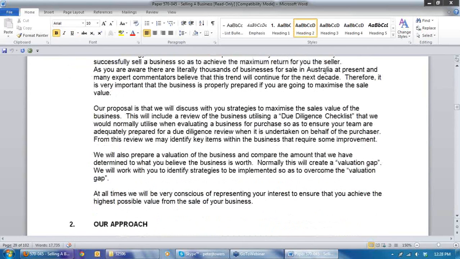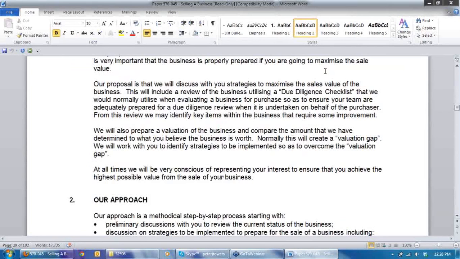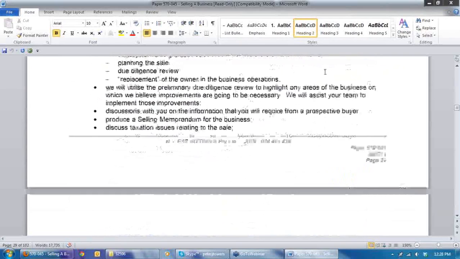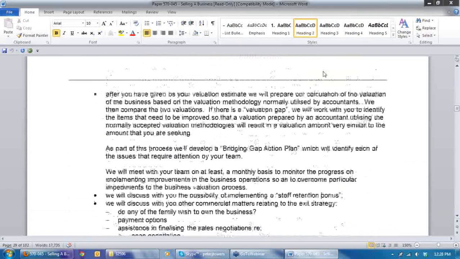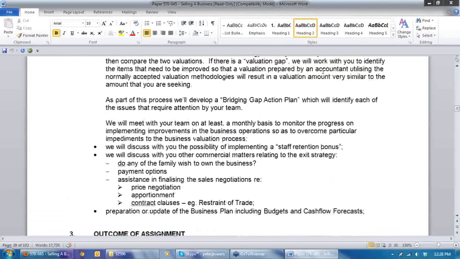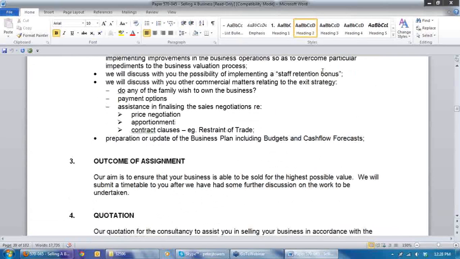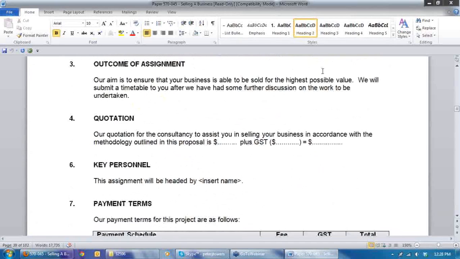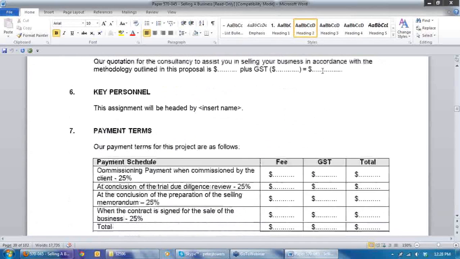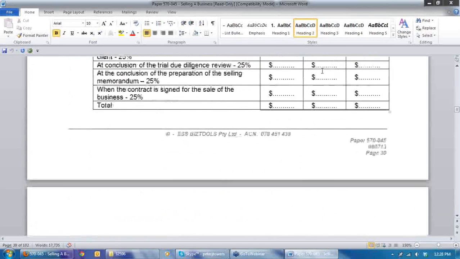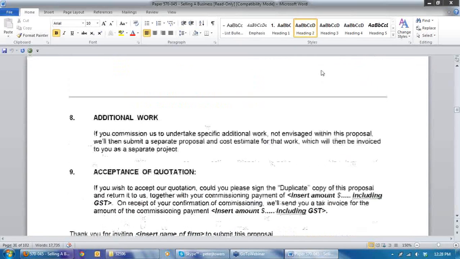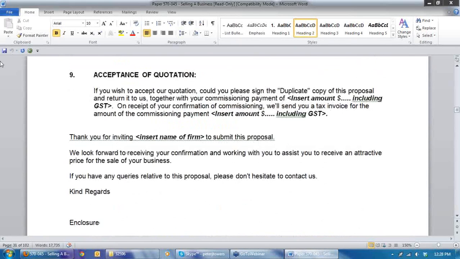And obviously there's a different one for each of the 14 business advisory services modules. This one's for selling a business, how you might go about it. Obviously you can edit this. You need to make sure that if you're adopting this sort of template that you are going to undertake everything that's mentioned therein. So this is where you would confirm the quotation and the payment terms, and also cover yourself for any additional work that might come along, so that the client doesn't believe this is all part of that original assignment.